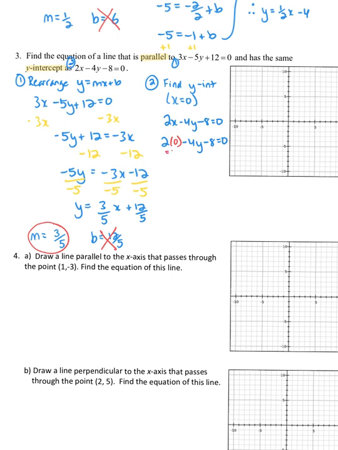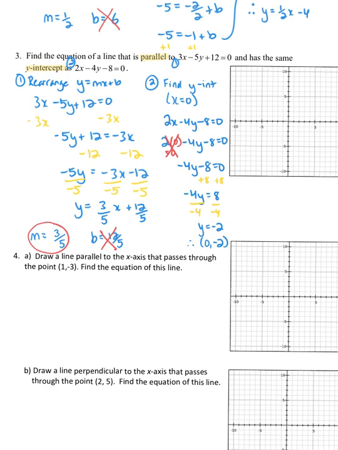2 times 0 is just equal to 0, so that first term goes away. So we are left with -4y minus 8 equals 0. And now this is a simple equation to solve for. So I'm going to add 8 to both sides. So I have -4y equals 8. And then I'm going to divide both sides by -4. So y is equal to -2. So the y-intercept is (0, -2).